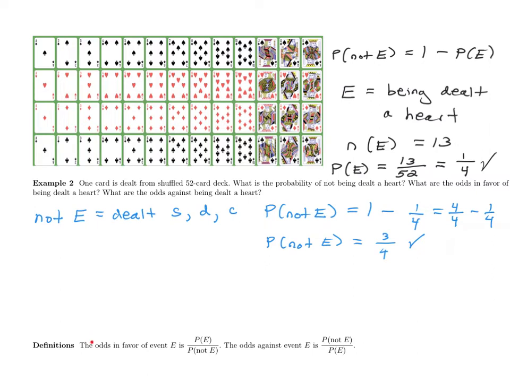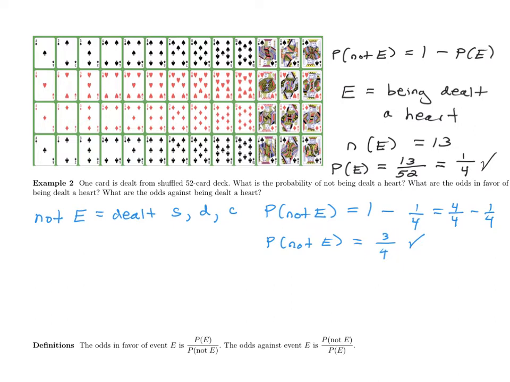So let's first do odds in favor of event E occurring. So this means, what are the odds that you are dealt a heart from a well-shuffled deck? Well, according to this, we'll take the probability of E happening and we're going to divide it by the probability of E not happening. So it's this fraction divided by this fraction.